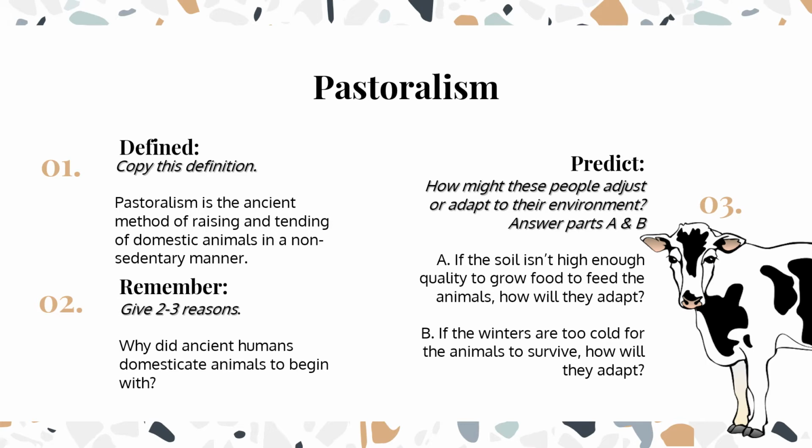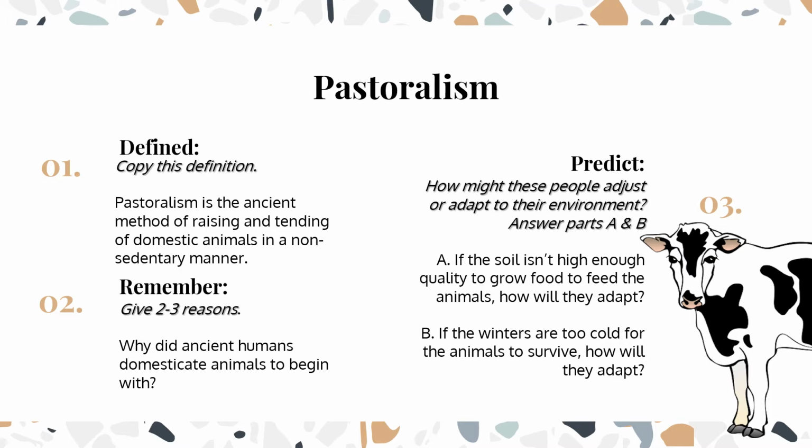All right, for number 3, I want you to predict. How might these people adjust to adapt to their environment in these specific situations, right? I already know for bell work you wrote how they adapted, but I want you to look at these specific situations. So if the soil isn't high enough quality to grow food to feed the animals, how will they adapt? Meaning, if they live in a region that has very rocky soil or is very dry and lacking nutrients, and they can't grow food to feed these animals that they're domesticating, how will they adapt in order to feed these animals? What could they do?